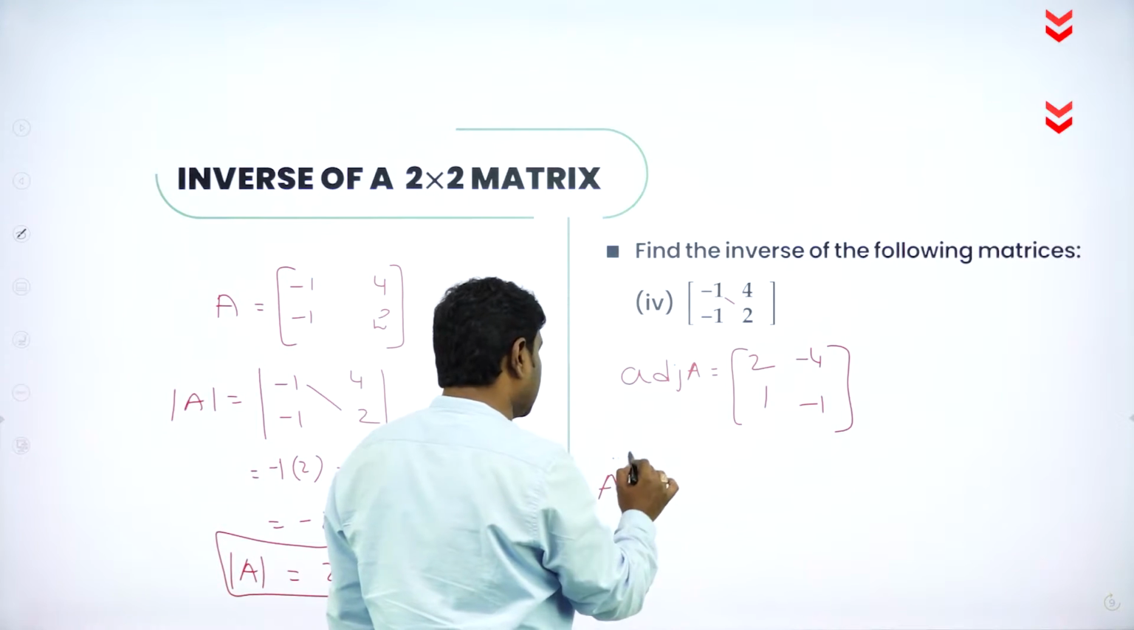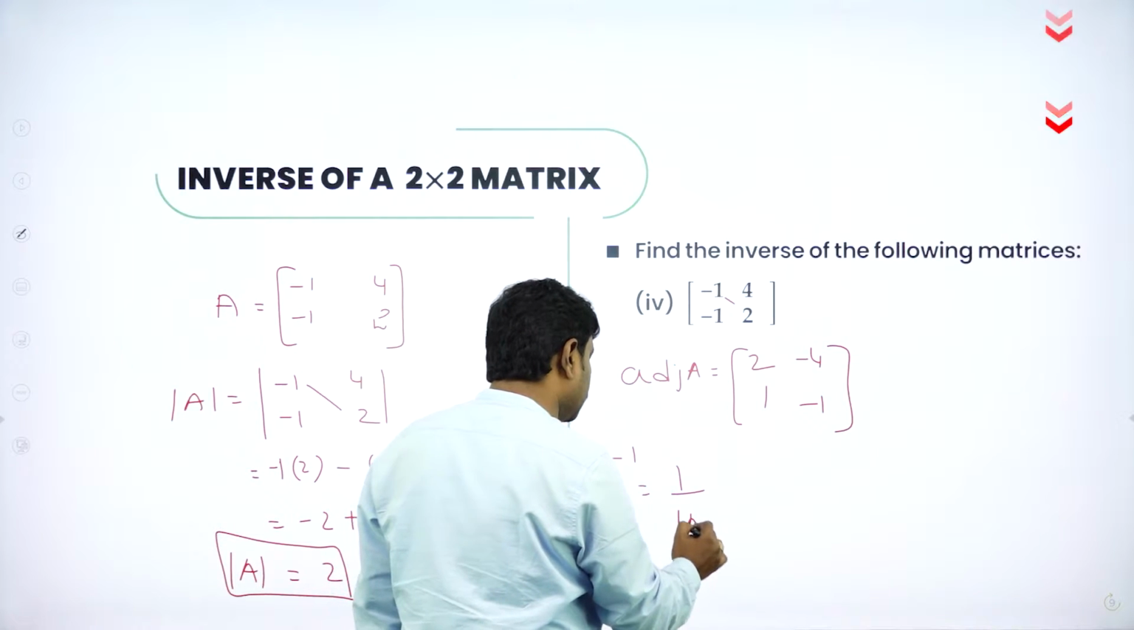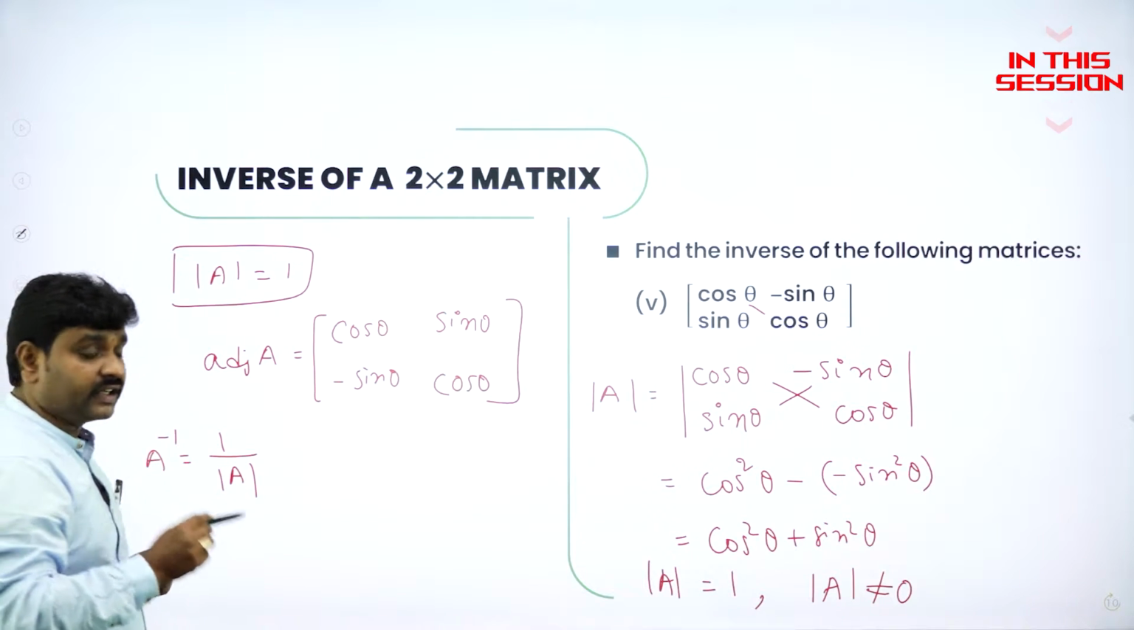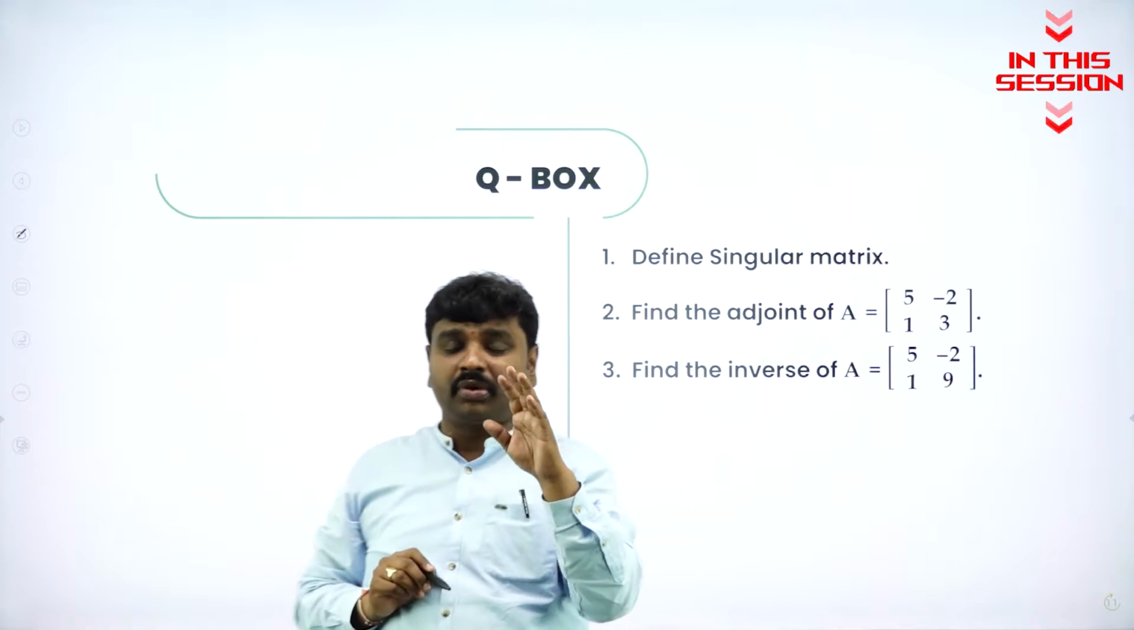Now what is the A inverse formula? A inverse is 1 by determinant A into adjoint A. Practice the problems, as many problems as possible.